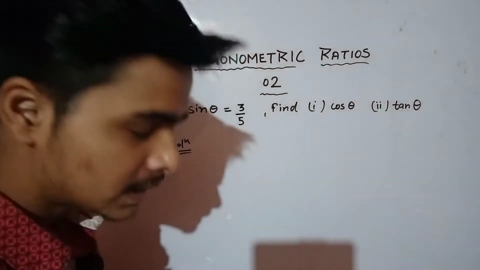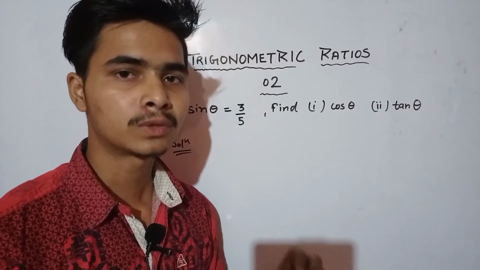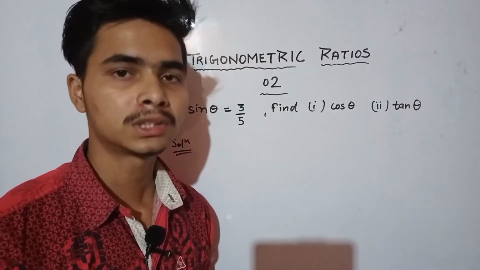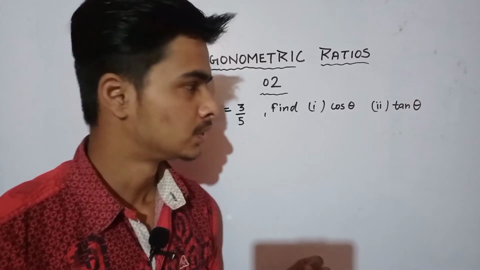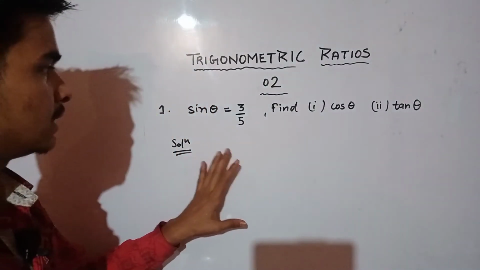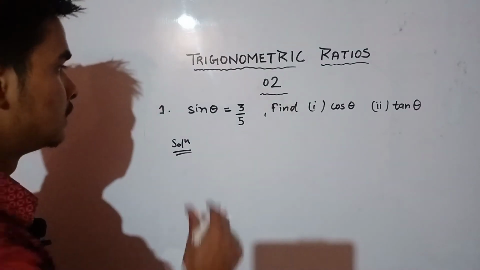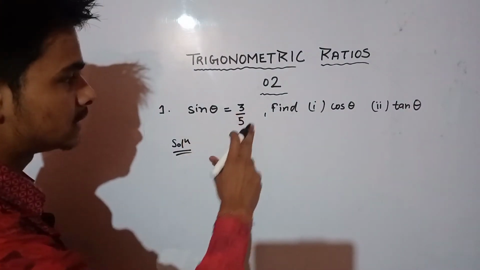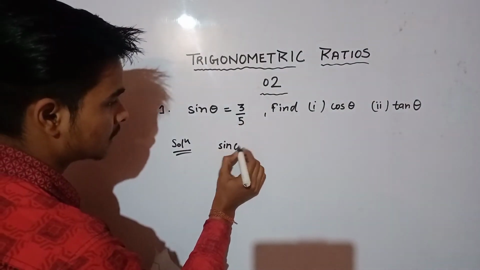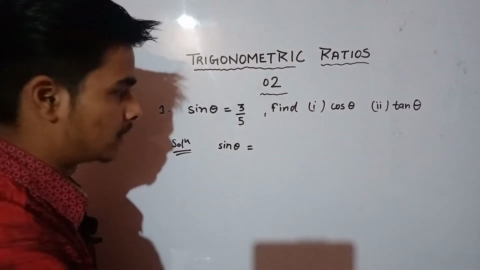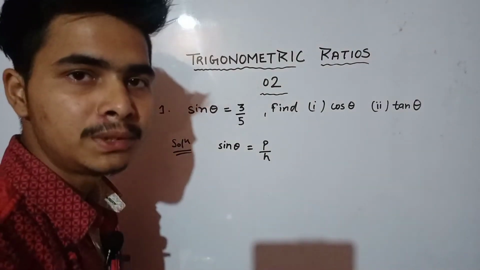Why am I saying that it is a right angle triangle? Because h square is equal to p square plus b square. This Pythagoras theorem can be applied only in a right angle triangle. So let's see how you can find these values. Sin theta's value has been given as 3 upon 5. Now tell me, what is the sin theta formula? P upon h. Yes or no? It is P upon h.